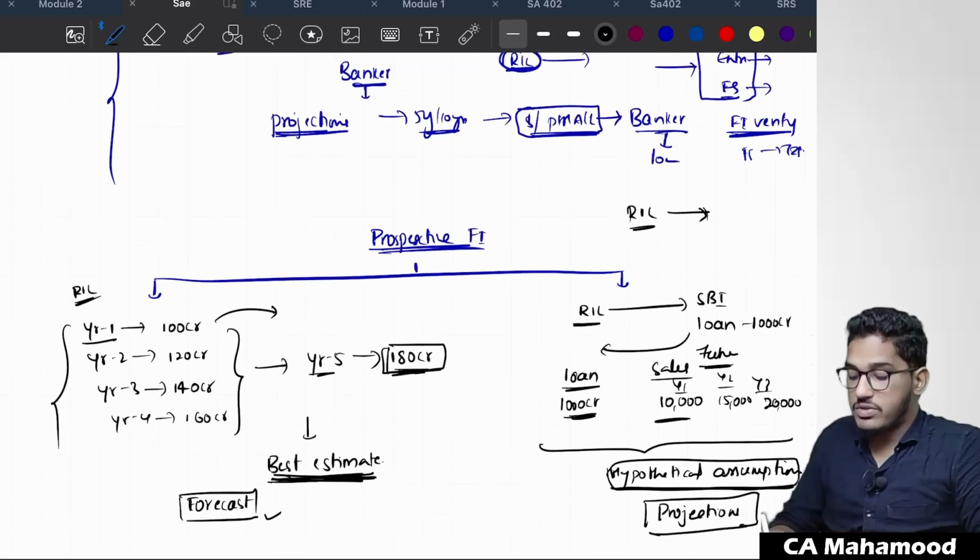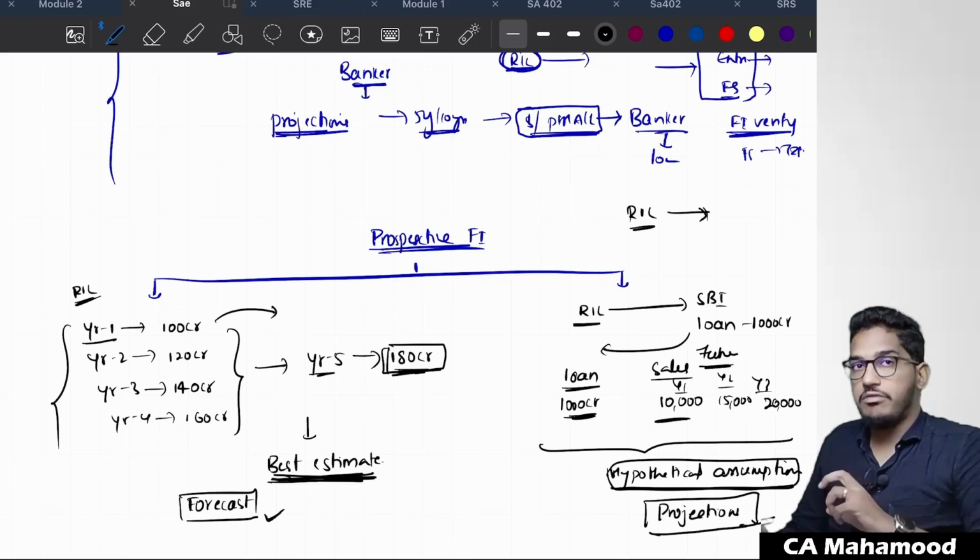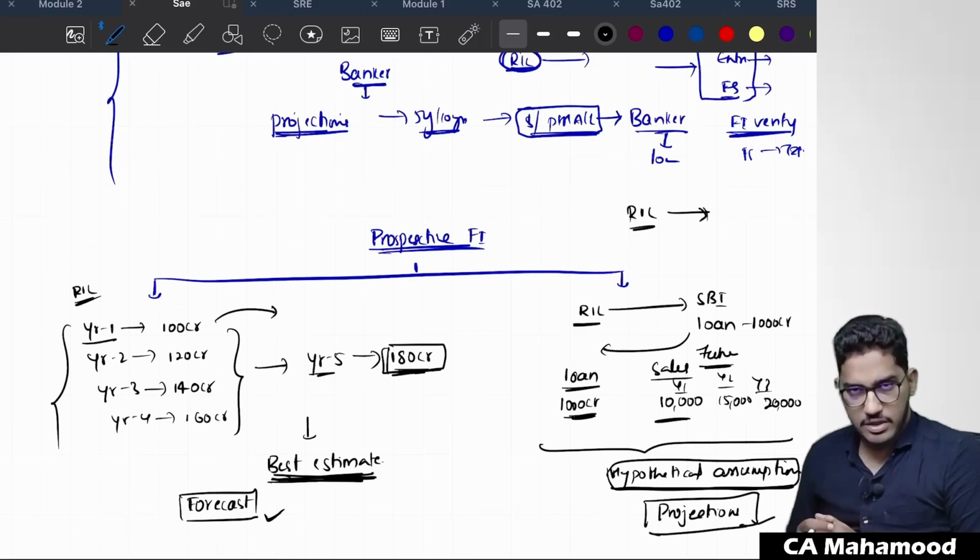So these are the two kinds of prospective financial information. One is based on best estimate and the other on hypothetical assumption. We call them forecast and projection. Most people often use them interchangeably.